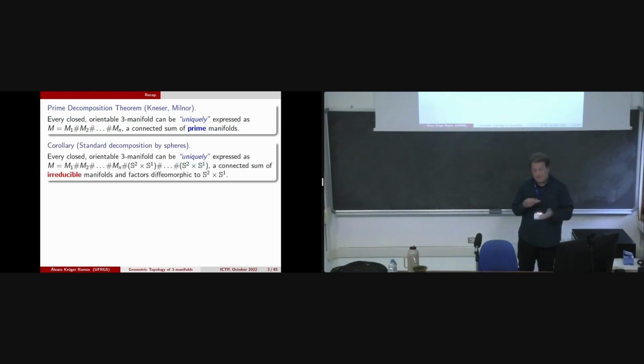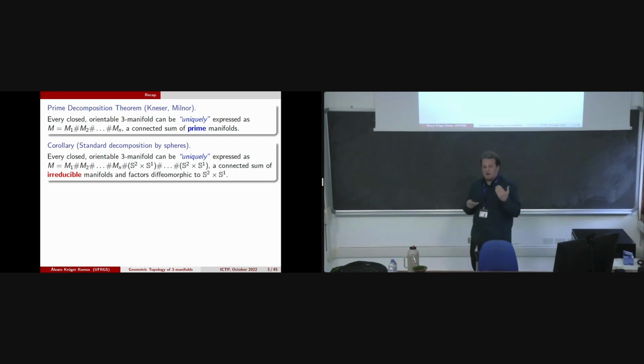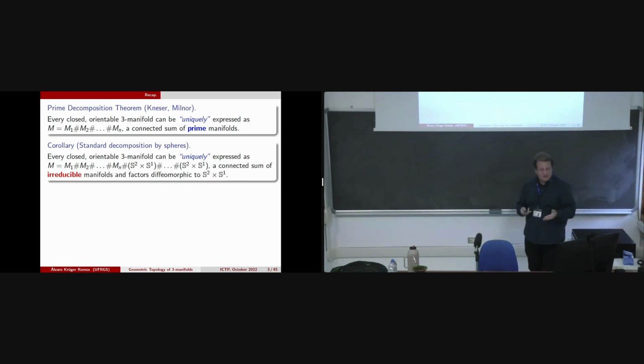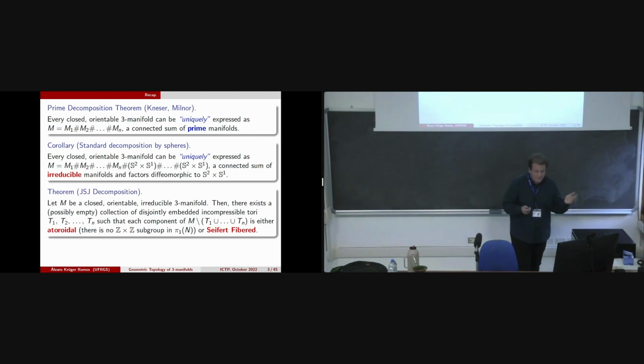Then you can see that prime manifolds are either irreducible or they are S2 cross S1, and then you have this corollary: you can express any manifold as a standard connected sum of irreducible factors and factors which are diffeomorphic to S2 cross S1. And then you keep on going, you look at the irreducible factors and you decompose them over tori, which is called the JSJ decomposition. I didn't go very far in this decomposition yesterday. It will basically be the main focus of our attention, and I will go back to it later with more details.